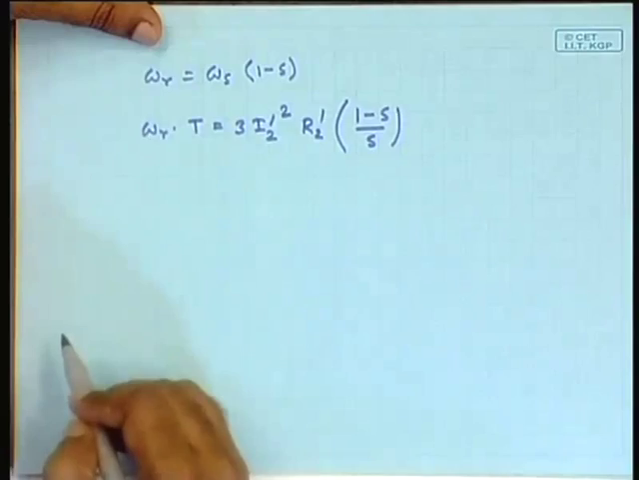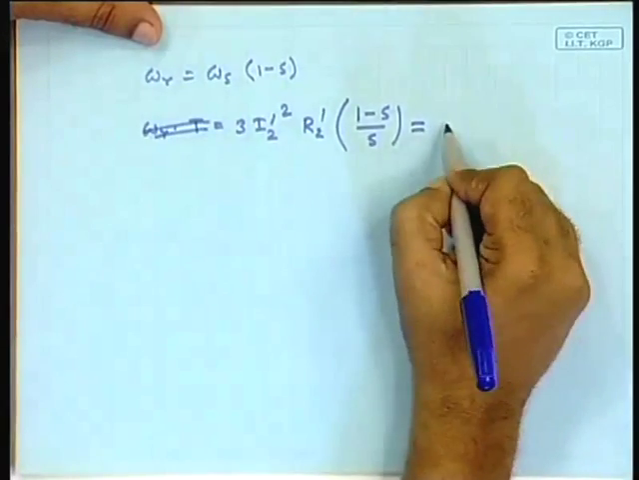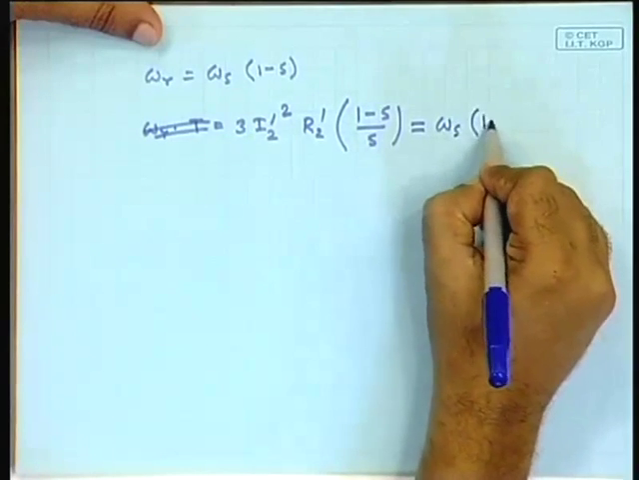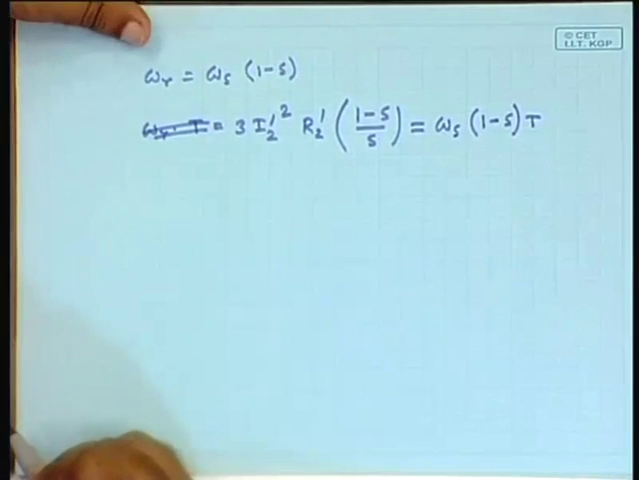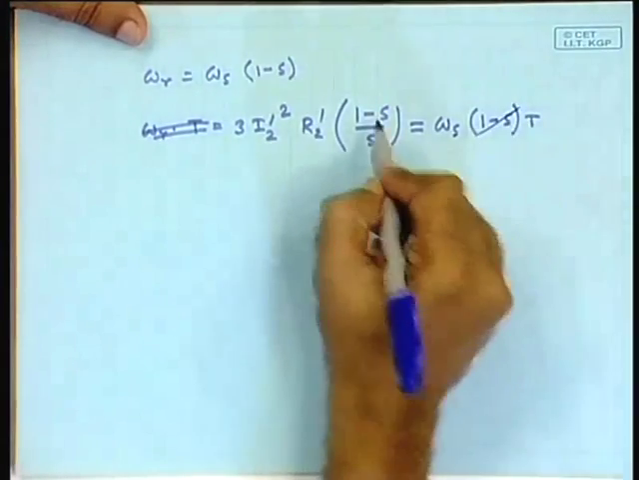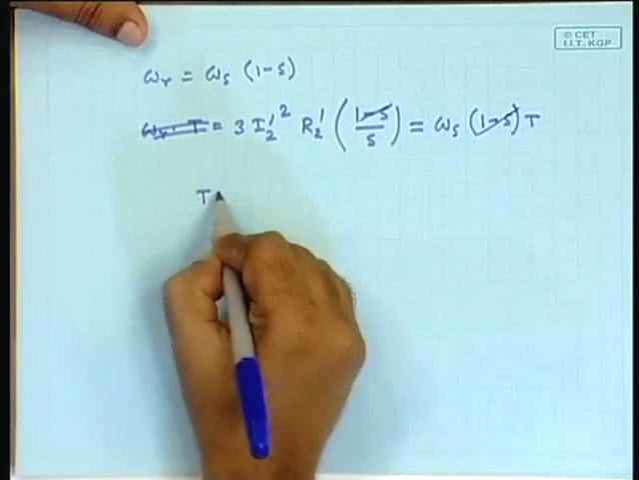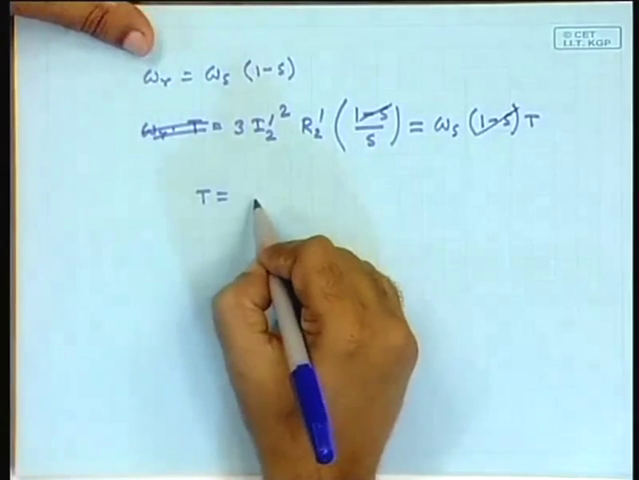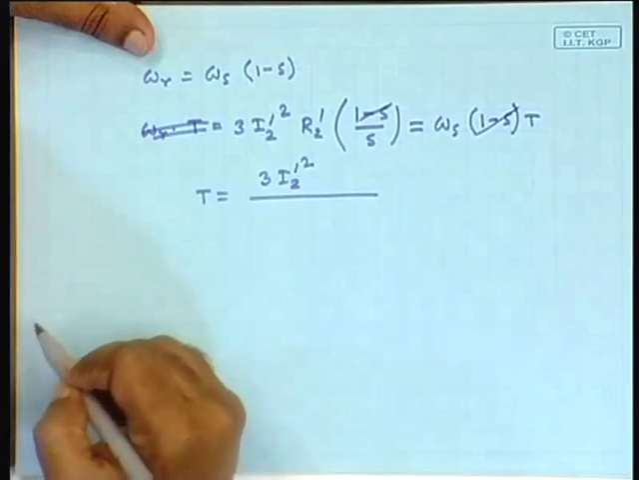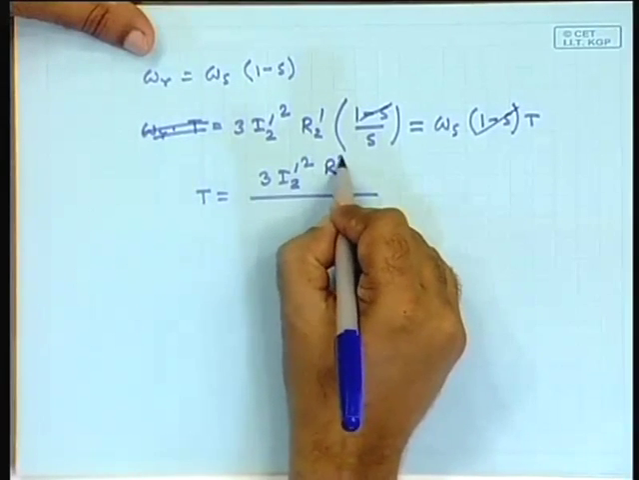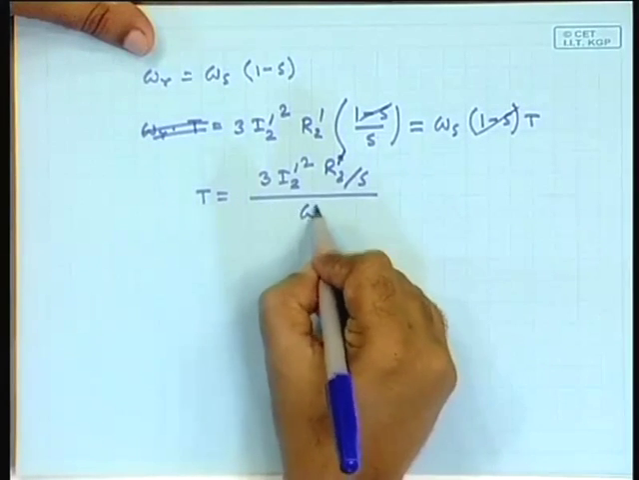Now, substitute omega r. I will write this on this side. So, omega s (1 minus s) into torque, right. So, you see 1 minus s cancels off and you get T is equal to thrice I2 dash square R2 dashed by S, divided here by omega s.